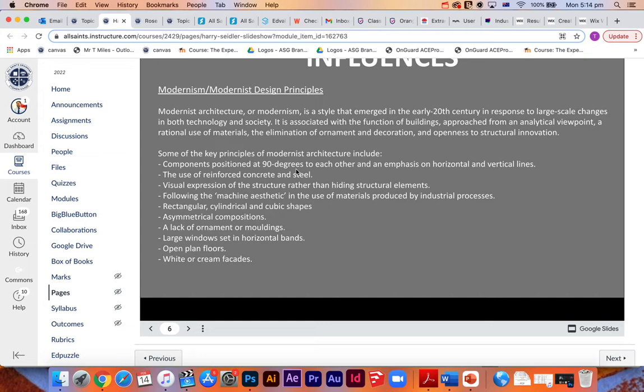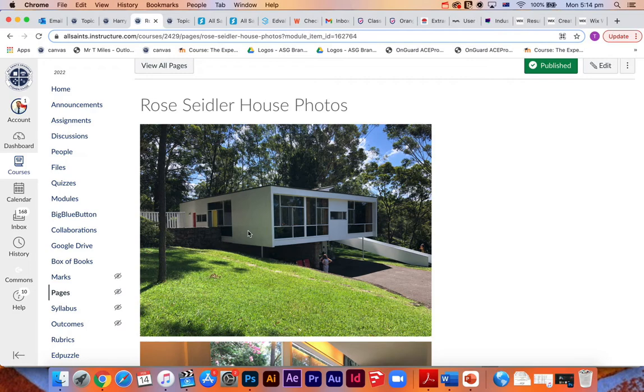Components positioned at 90 degrees to each other, and an emphasis on horizontal and vertical lines. So we can see here there's lots of really blocky, 90 degree corners. There's no curves anywhere. What was the last point there? Emphasis on horizontal and vertical lines. So you can see even in the windows, some of these window frames probably don't need to be there, but that repetitive use of horizontal and vertical lines was an important and really distinctive part of modernist architecture.